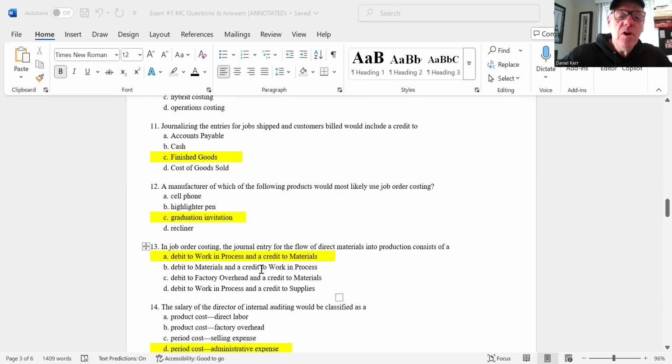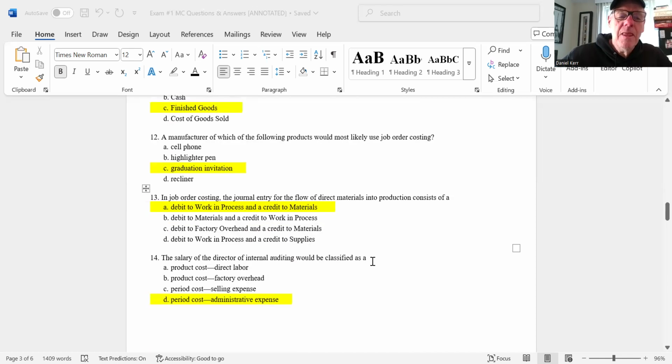13, in job order costing, the journal entry for the flow of direct materials into production. So when it's job order costing, when you put material into production, as you saw in one of the questions on the take-home part, it's a debit to work in process and a credit to materials. So debit work in process, credit to materials. Again, think of what the journal entry is and then go looking for it, and there it is in A.